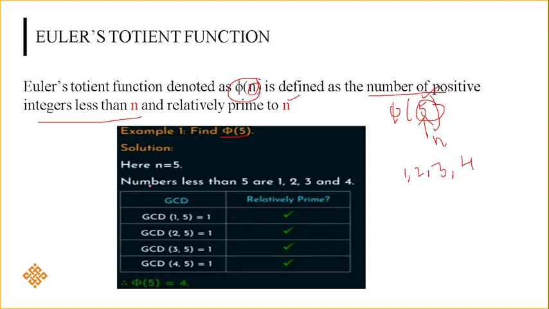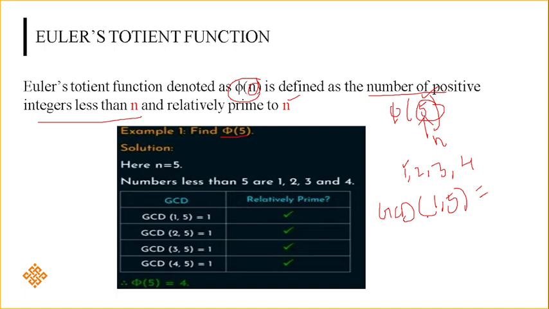For example, the numbers less than 5 are 1, 2, 3, 4. How do we find whether each is relatively prime to 5? It's very simple. There are many ways. One method is using the GCD function, the greatest common divisor. If the GCD of a number with 5 gives you 1, then that number is relatively prime to 5.